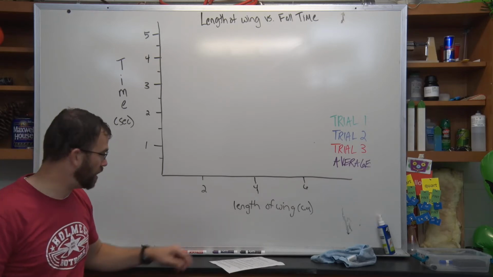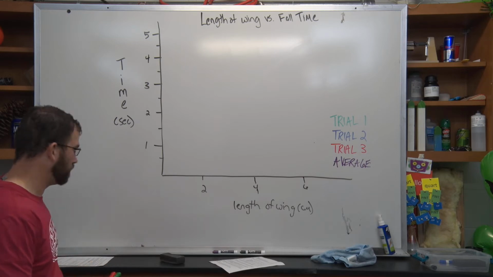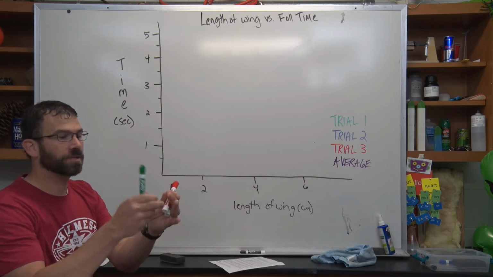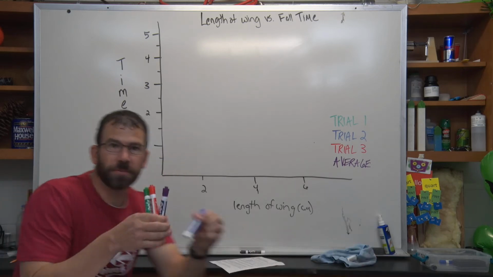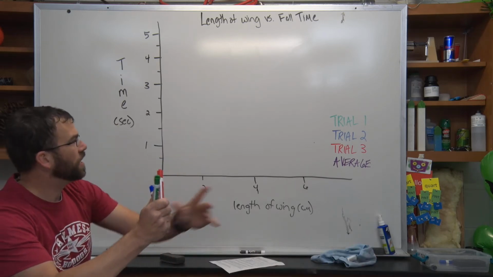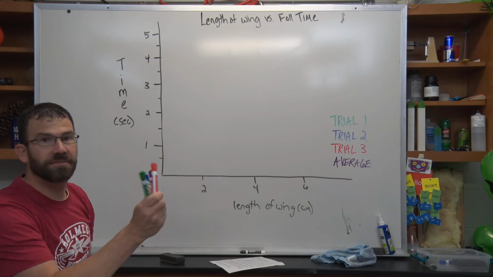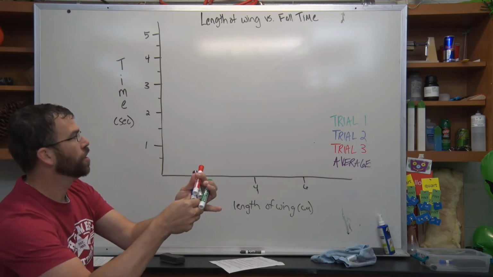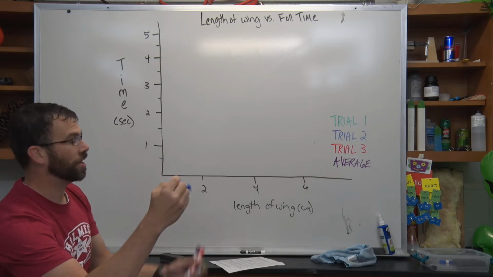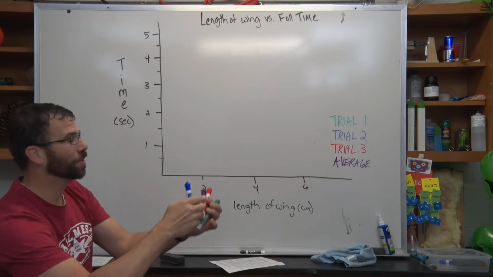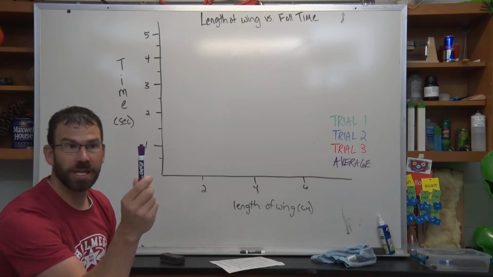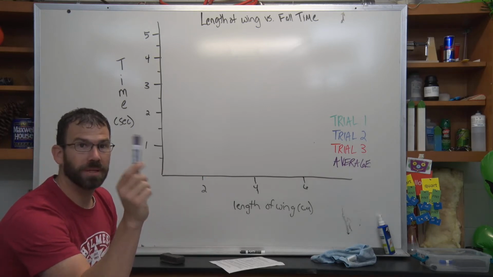Now we also have to take note of the trials. I'm missing my green marker. No, there's a green marker. I'm missing the blue marker. There's the blue marker. So I did 4 trials: trial number 1 with the blue, trial number 1 with the green, trial number 2 with the blue, trial number 3 with the red, and then the average in the purple.